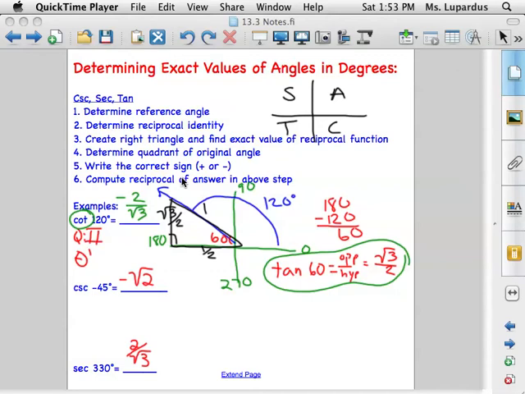All right, for the last two examples, you guys just did: cosecant of negative 45, you should have gotten negative square root of 2. And secant of 330, you should get 2 over the square root of 3.